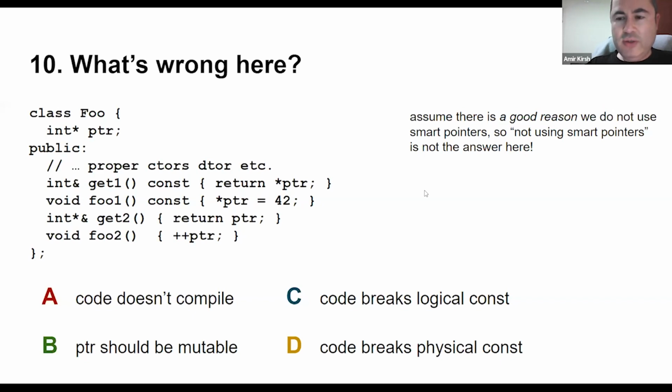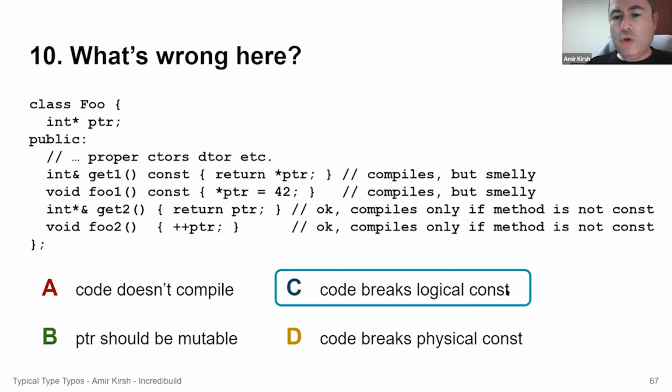Okay, so most of you say that maybe PTR should be mutable. Well, this is a question of design. I'm not sure that I want to change it. Here I think we go with my answer, because with the mutable answer, somebody can say this should be a better design, or maybe I should not change PTR in a const function, so maybe it is not mutable. I go here with "code breaks logical const", and I will explain.